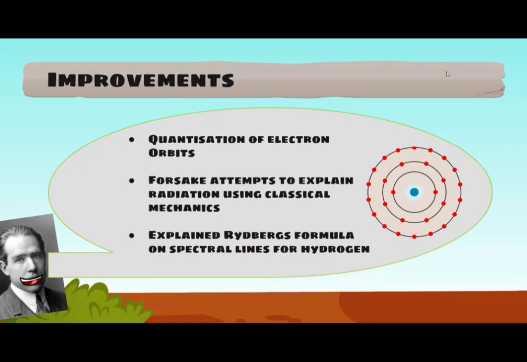Now, its improvements. It involved the quantization of electron orbits, where each electron orbit can now be described by a main energy level. It also forsook any attempt to explain radiation using classical mechanics. Lastly, it was also able to explain Rydberg's formula for the spectral lines produced by smaller atoms such as hydrogen.